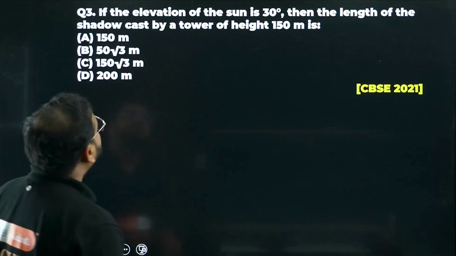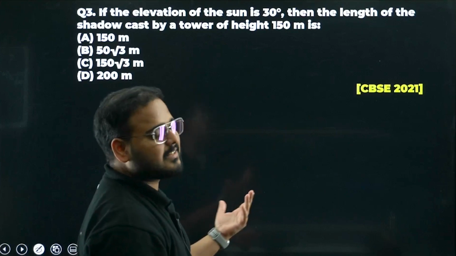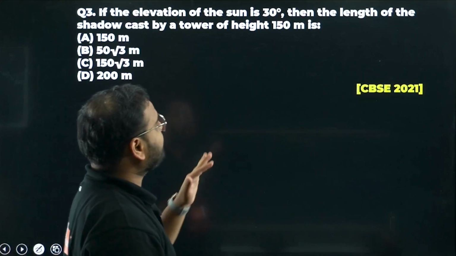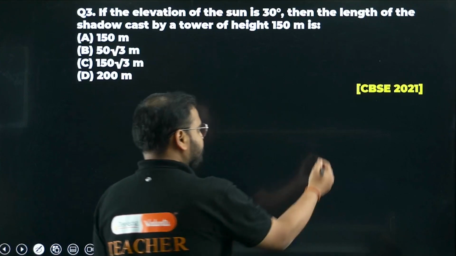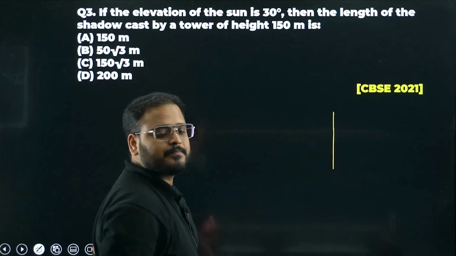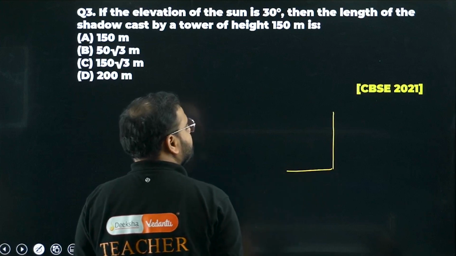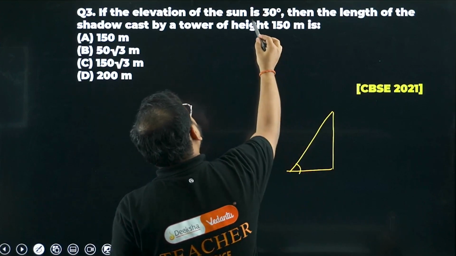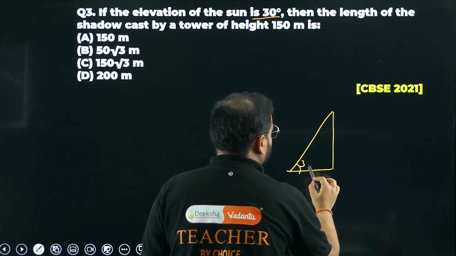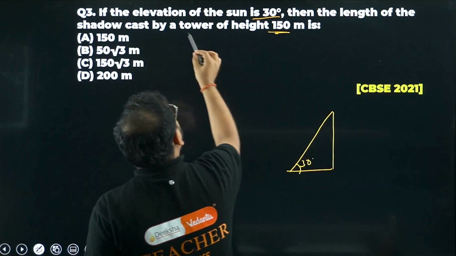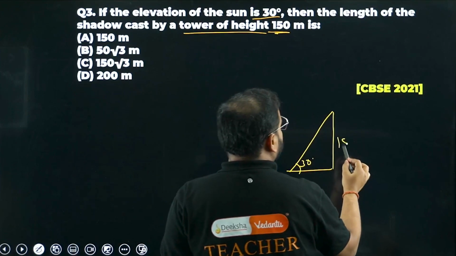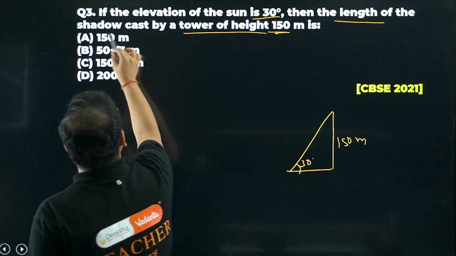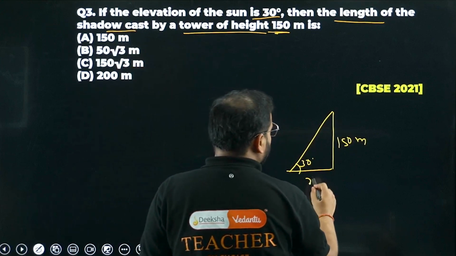It says, if the elevation of the sun is 30 degrees, meaning theta is given as 30 degrees, then the length of the shadow cast by a tower of height 150 meters is what? So again, height of the tower, shadow length, angle. What's the angle? 30 degrees. What is given? The tower's height, 150 meters. What are they asking? Length of the shadow. It means this is the value x they are asking.